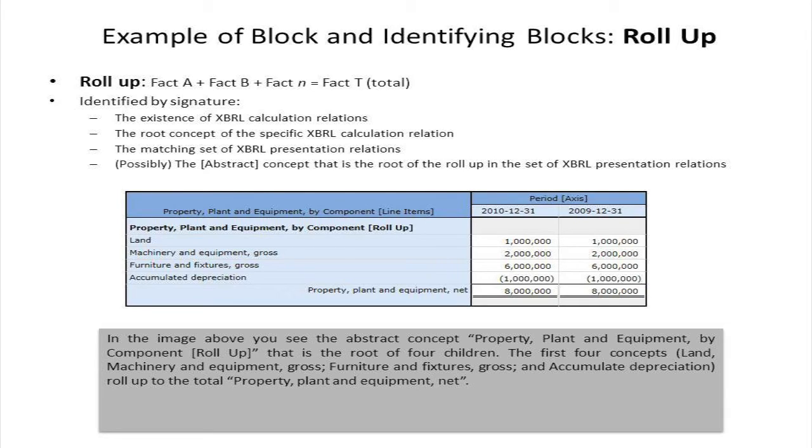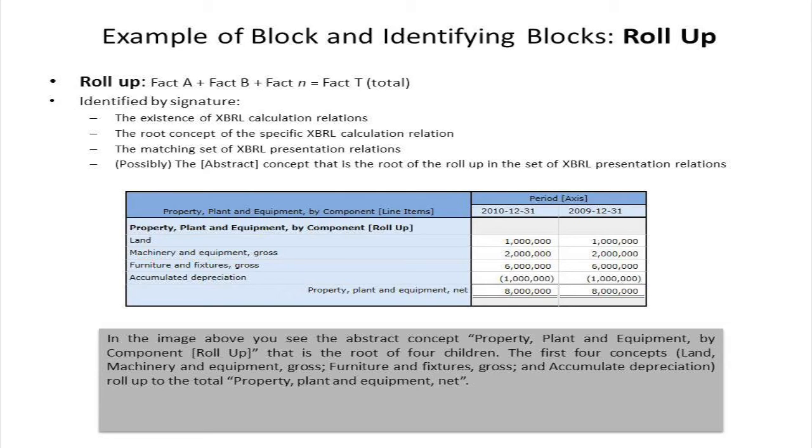So let's take the basic roll-up. Again, we're looking at the concept arrangement pattern. Forget about the member arrangement pattern for right now. A roll-up, remember, is simply some set of facts that add up to some total. Fact A plus fact B plus fact N equals some fact T that is the total. You can easily identify a roll-up because it has XBRL calculation relations, and the root concept of that set of calculation relations is the concept that is being rolled up.